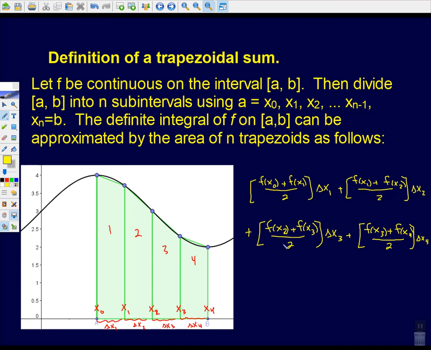So when I write it out this way, you can really see the trapezoid area formula is just being used 4 times. If there were more trapezoids, you'd have to do more of those, but that's basically what you're seeing here. The average height of the trapezoid each time times the width.